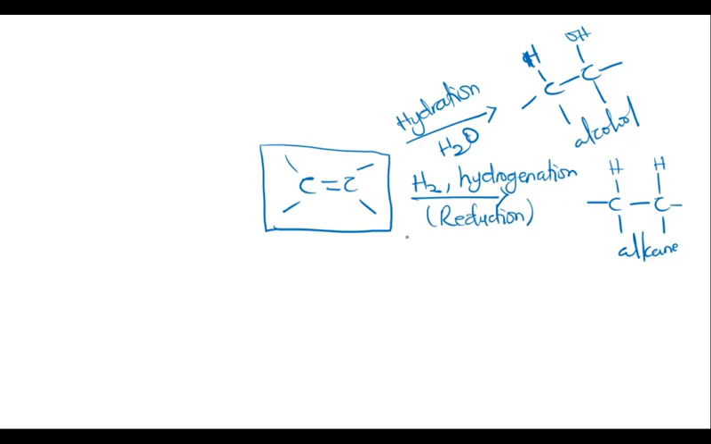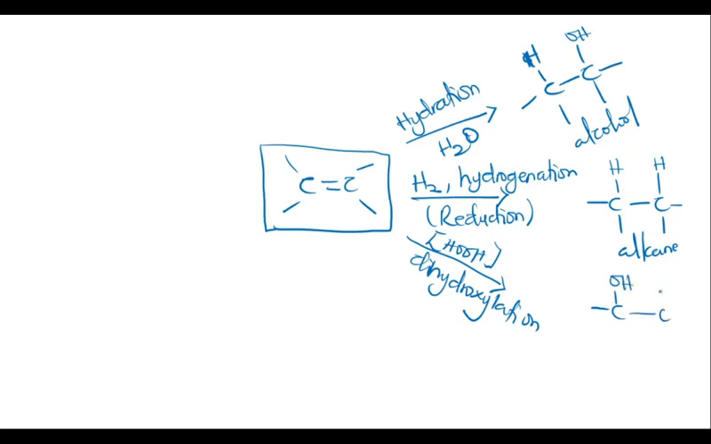Okay, now if we react this same alkene with what? HOOH, okay, we call this reaction dihydroxylation. And this reaction leads to the production of diols. That is, we have two OHs attached to the carbons bearing the double bond before the reaction occurs. So we have the diols.